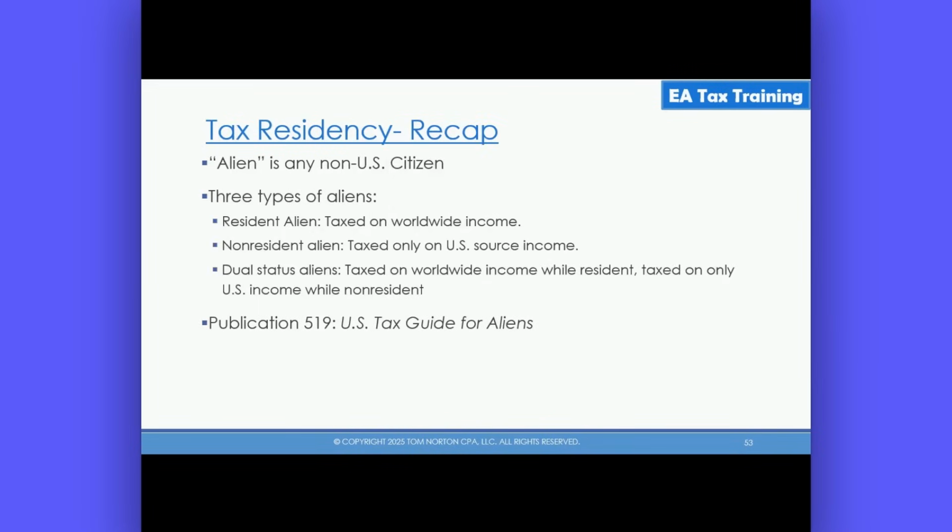So let's just do a quick recap of this topic. Remember, what's an alien? It's any non-U.S. citizen. Three types: resident alien, taxed on worldwide income; non-resident alien, taxed only on U.S. source income; or a dual status alien, which is a combination of the two. And for more information, check out publication 519.